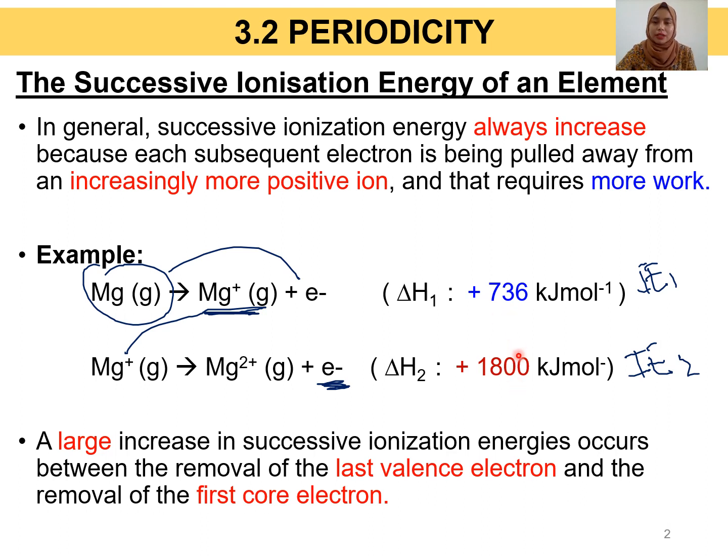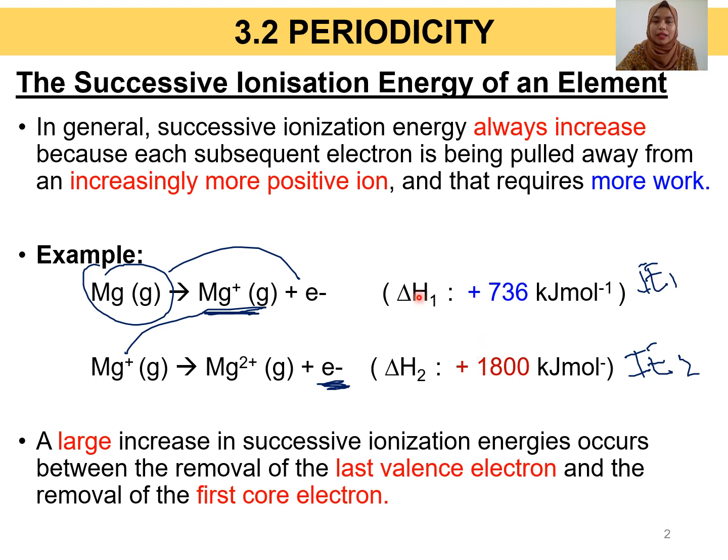Sebab kenapa? Because bila you remove satu electron, this is the ionization energy. Bila you remove another electron, dia akan meningkat. And dia akan always meningkat. Okay? Sebab the process untuk kamu remove this electron akan memerlukan more energy, more tenaga. Okay, so that's why the next ionization energy will always be higher than the first ionization energy. Sebab apa? Sebab every time if you want to remove electron, it will require more work.